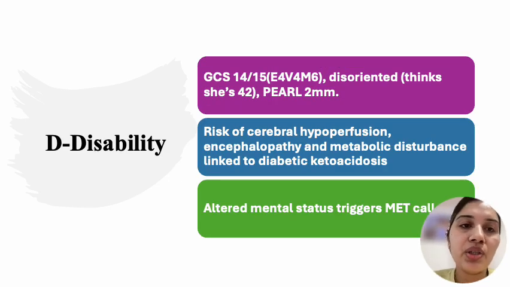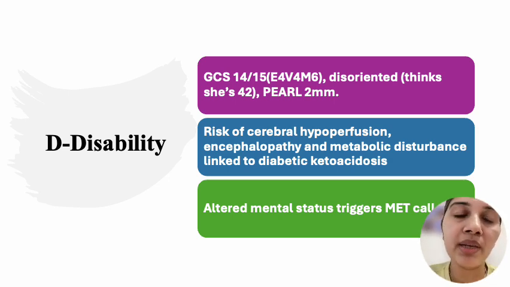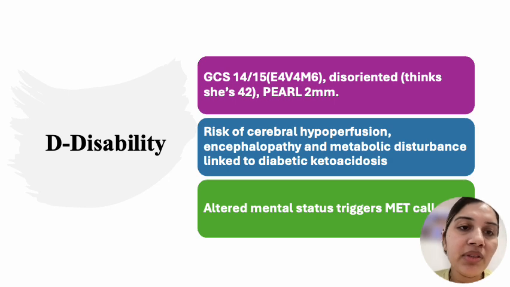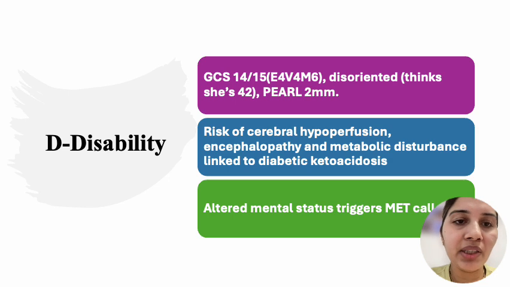Disability. Her GCS was 14 out of 15. She was confused and disoriented, and her eye opening was 4, verbal response was 4, and motor response was 6. She was disoriented to time, place, and person, and she thought she was 42 years old, and her pupil was 2 mm. There are risks of cerebral hypoperfusion, encephalopathy, and metabolic disturbance linked to diabetic ketoacidosis. Her mental status triggered a medical emergency call.